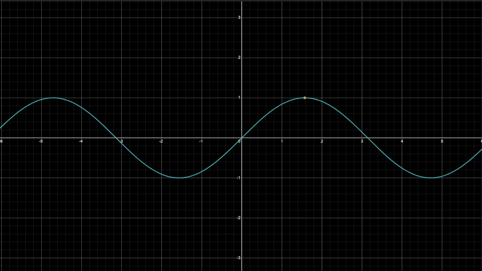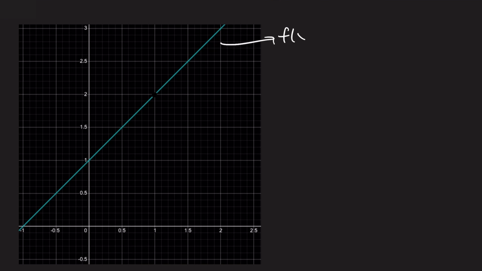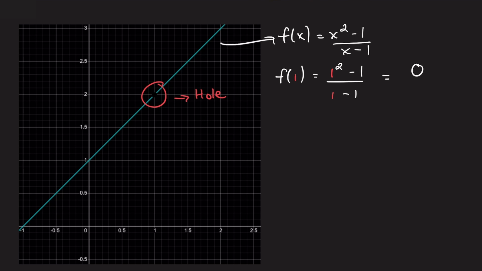Let's take a look. Here we have this function x squared minus 1 all over x minus 1. If you notice, at x equals 1, we have a hole, a discontinuity in our graph. Let's take a look at it algebraically. If we plug in x equals 1 into f of x, we get 0 divided by 0, which is an indeterminate form, meaning that it does not exist.